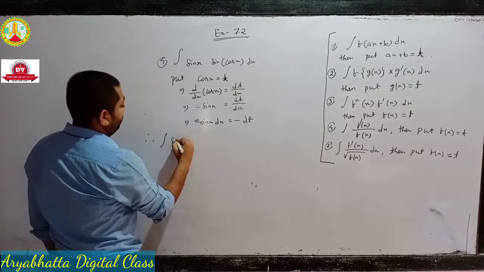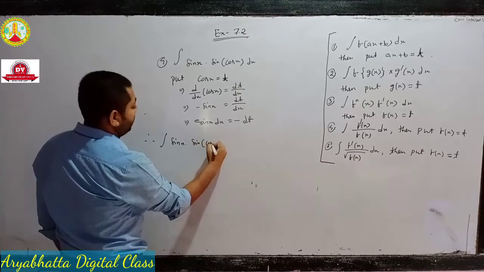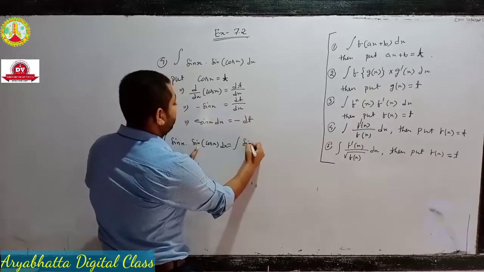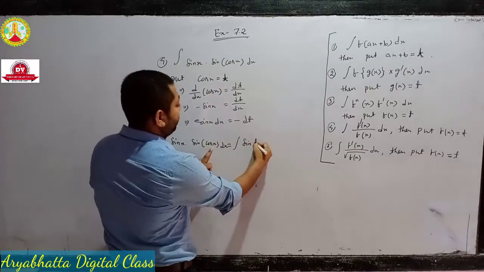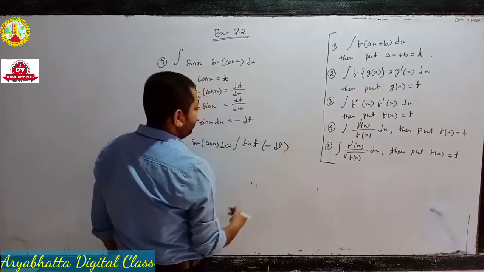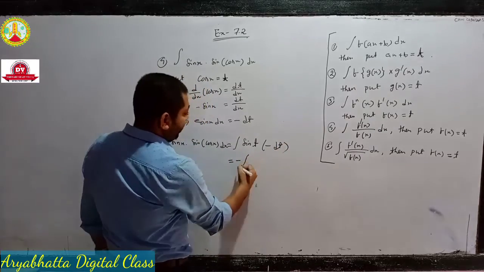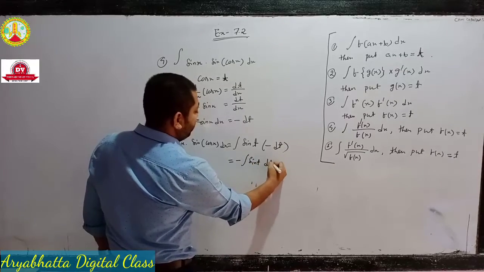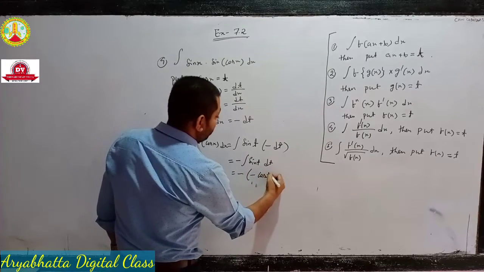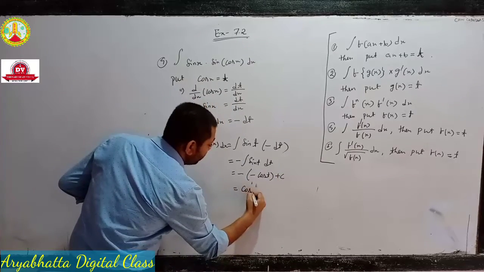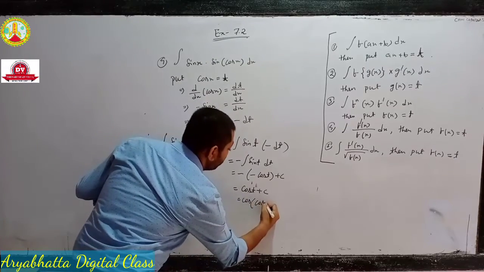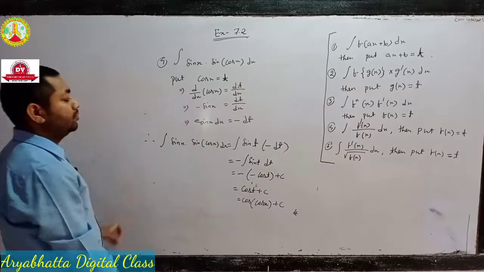Therefore, the integral of sin x into sin (cos x) dx is equal to the integral of sin t, with sin x dx equal to minus dt. So we have minus the integral of sin t dt. We know that the integral of sin t dt equals minus cos t plus c, so this equals cos t plus c. Here t is equal to cos x. Therefore, cos (cos x) plus c. This is the required answer.